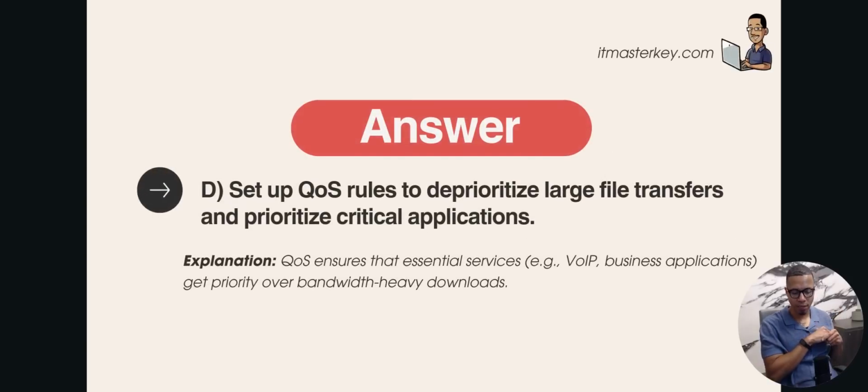So setting up quality of service rules to deprioritize large file transfers and prioritize critical applications. So QoS does exactly what it sounds like. It improves the quality of service and prioritizes whatever you need priority for. It prioritizes that just to make sure that those critical applications are always accessible and always do what they need to do.